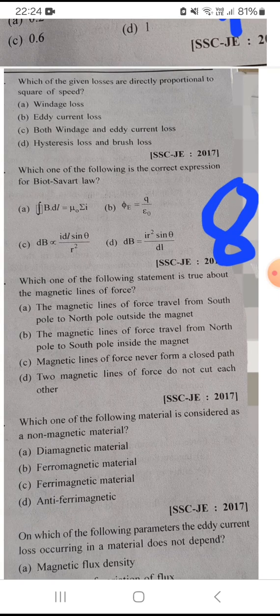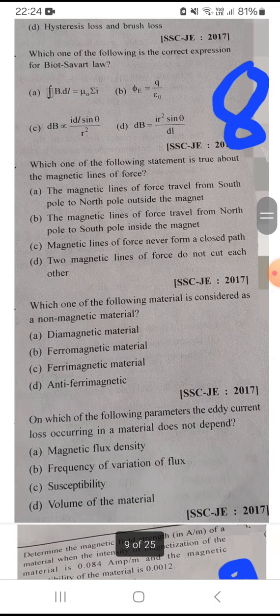Next, which of the following is the correct expression of the Biot-Savart law? That is the option C, dB directly proportional to I dl sin theta by r square. Which one of the following statement is true about the magnetic lines of the force? So that the option number D, two magnetic lines of force do not cut each other. Option number D is the right answer.